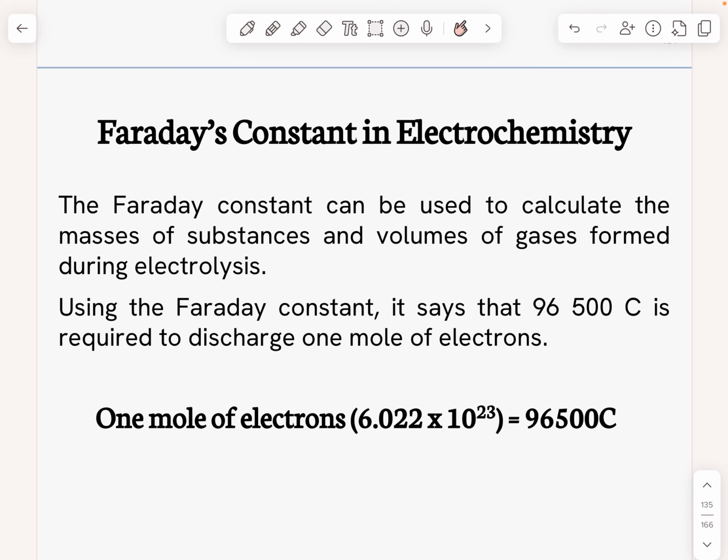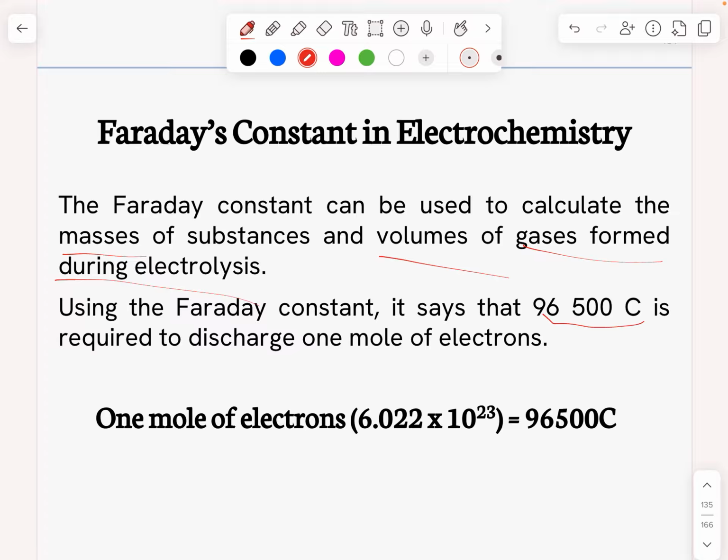Faraday's constant is used to calculate the masses of substances and volumes of gases formed during electrolysis. That's what it is used to calculate, volumes of gases and masses, right? And we know that it is for sure 96,500 coulombs. Now note that 1 mole of electrons, and this is why we're going to multiply it, because 1 mole of electrons is equal to 96,500, where 1 mole is always Avogadro's number, which is 6.022 times 10 to the 23rd power. So 1 mole of electrons is equal to 96,500 coulombs.